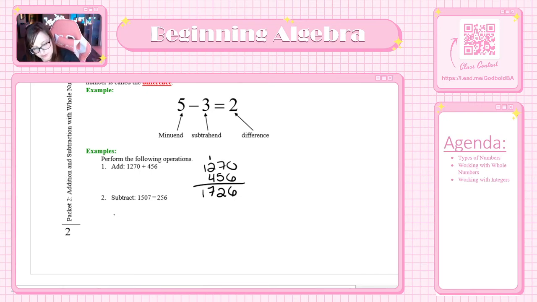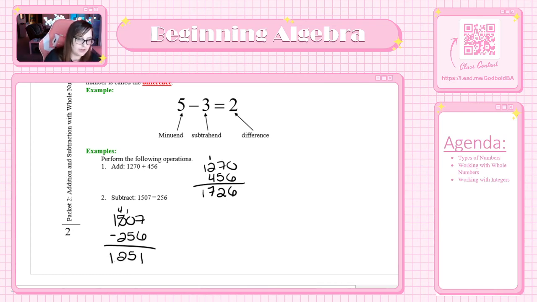All right, if I want to do subtraction, 1507 minus 256, and remember, with subtraction, the order is important. So if the bigger number was on the bottom, you wouldn't be able to just switch them. Okay, so 7 minus 6 is 1. 0 minus 5, I can't do that, so I'm going to make this a 4 and that a 10, and then 10 minus 5 is 5. Then I do 4 minus 2, which is 2, and then I just drop down that 1 right there.